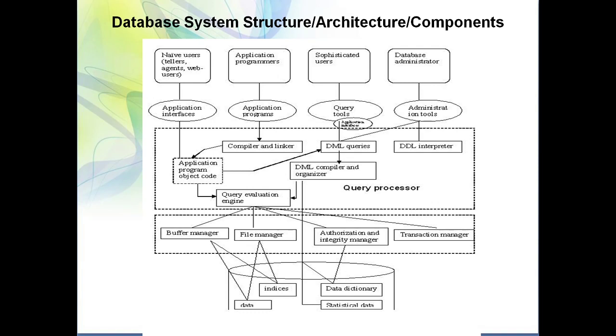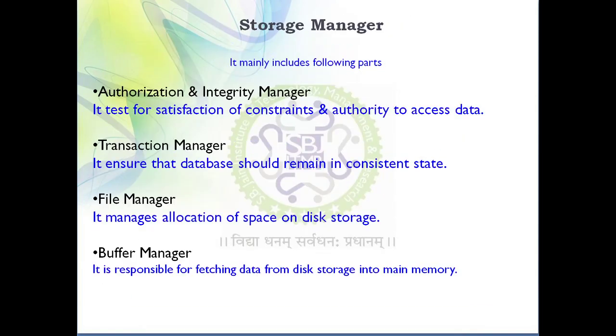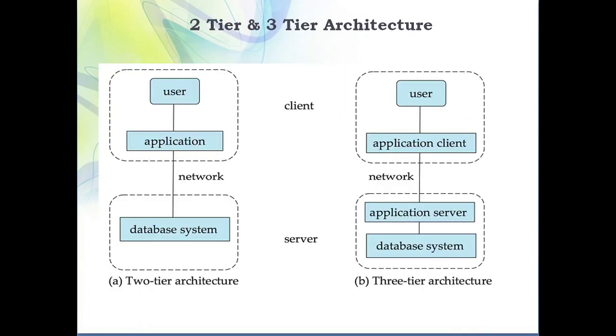So I hope all of you understand all the components of a database management system. So this is called a component, or you can say architecture. We have discussed various components of a database. Now the next topic is two-tier and three-tier architecture. So here we have two architectures: one is a two-tier architecture and the second one is a three-tier architecture.